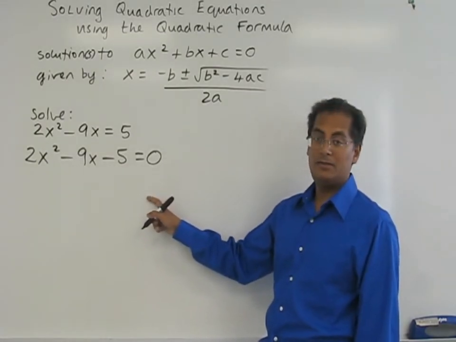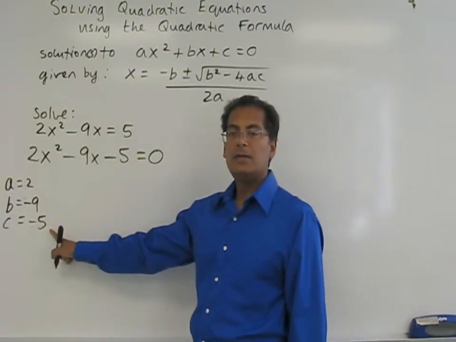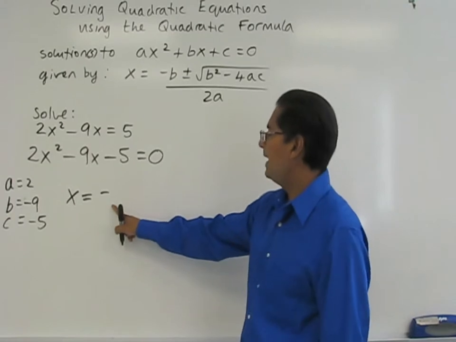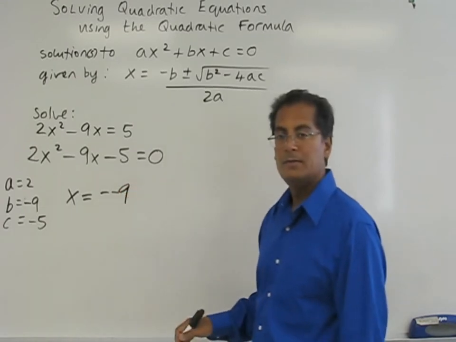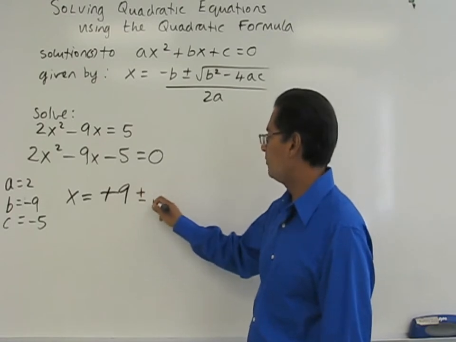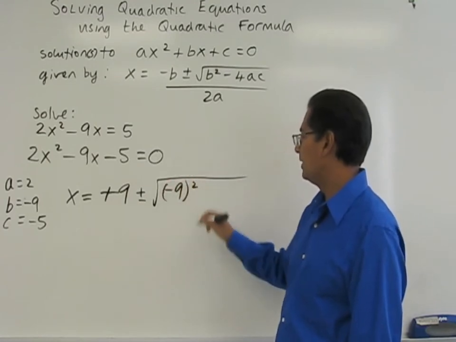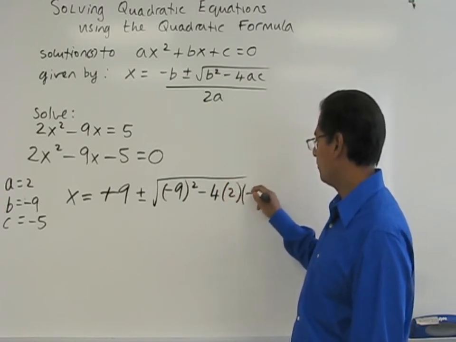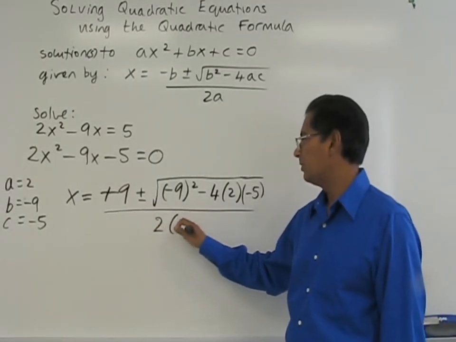And now again, we have to identify our a, b, and c. A equals 2, b equals negative 9, c equals negative 5. And we're going to plug these numbers into the formula. So we'll have x equal negative b, negative 9. Well, negative negative 9 is actually plus 9. We'll write that, so actually this is a plus 9. Plus or minus the square root of b squared, b is negative 9 squared, minus 4ac, minus 4 times 2 times negative 5, all over 2 times a, 2 times 2.